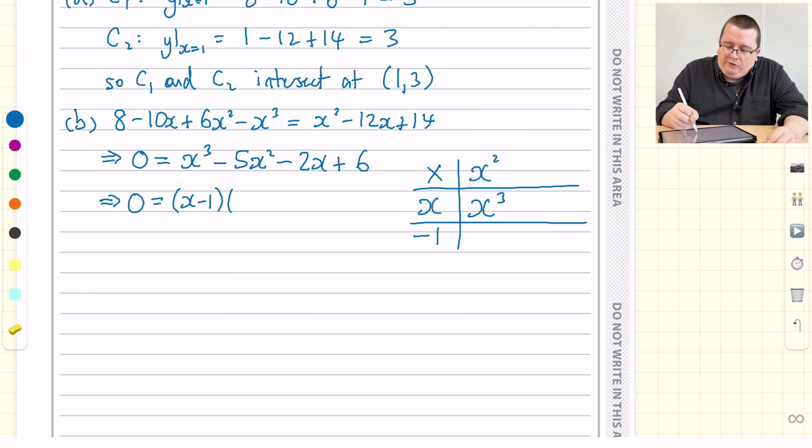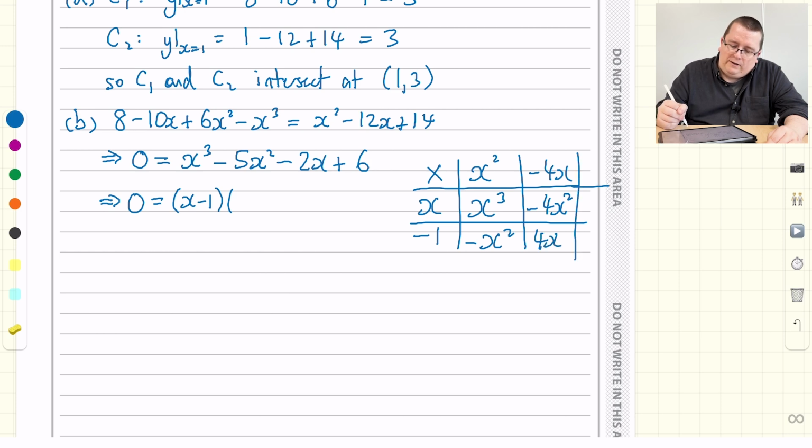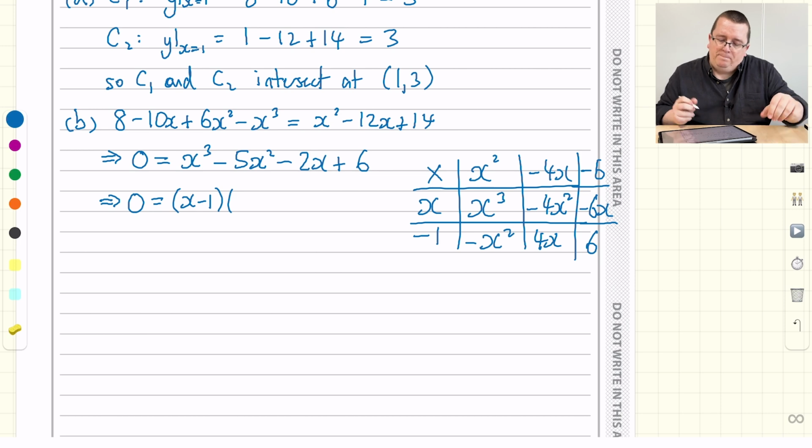So x squared times minus 1 is minus x squared. But I don't want minus x squared, I want minus 5x squared, so I'm going to need another minus 4x squared. So x times into that go minus 4x. Minus 4x times minus 1 is 4x. But I don't want 4x. I want minus 2x, so I'm going to have to take 6x away. So that would be minus 6, and minus 6 times minus 1 is 6. And 6 is just what I want, so there's no remainder.